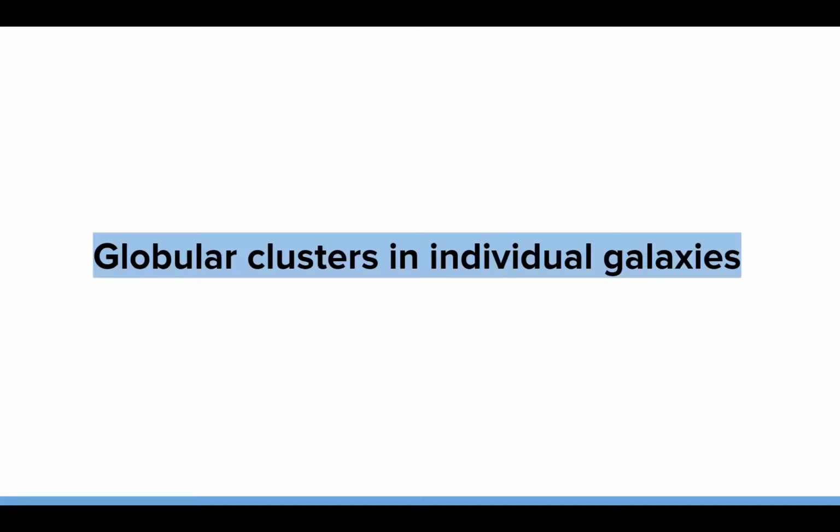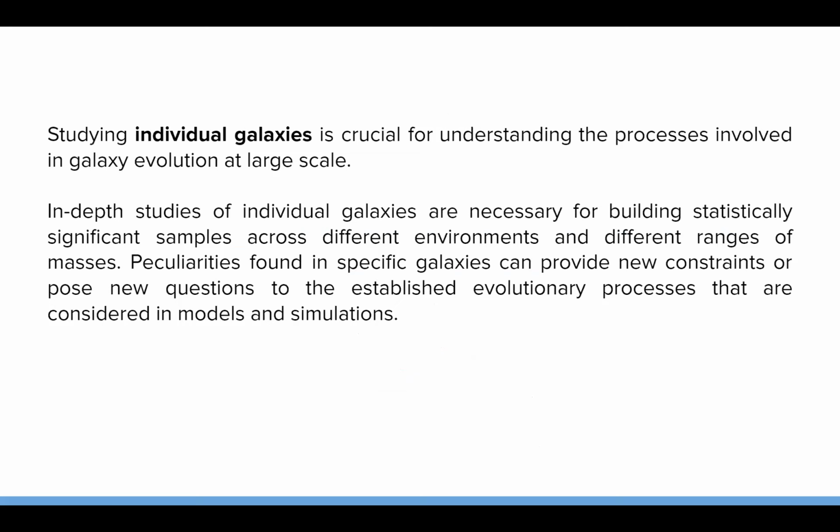So most of my work in my thesis was done looking at individual galaxies. The idea is that, yes, large surveys of galaxies are amazing and very useful, but studying individual galaxies has a lot of perks because, firstly, if we want to build a statistically significant sample of galaxies that have different properties, it's good to look at them one by one. And also, when we look at a galaxy in depth, we can find certain peculiarities that we might have missed if we were just looking at it among a larger sample. And these can pose new questions and provide us new constraints for everything that we know about large-scale galaxy evolution.